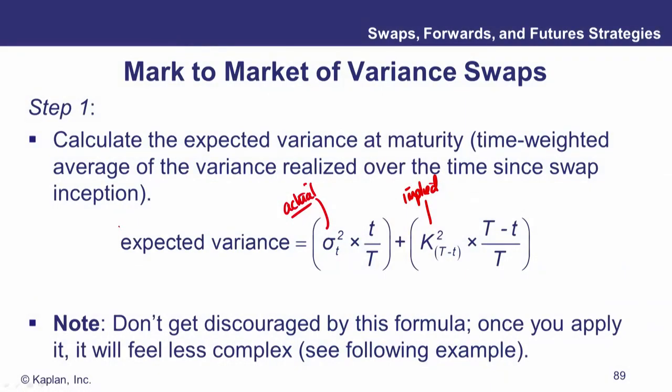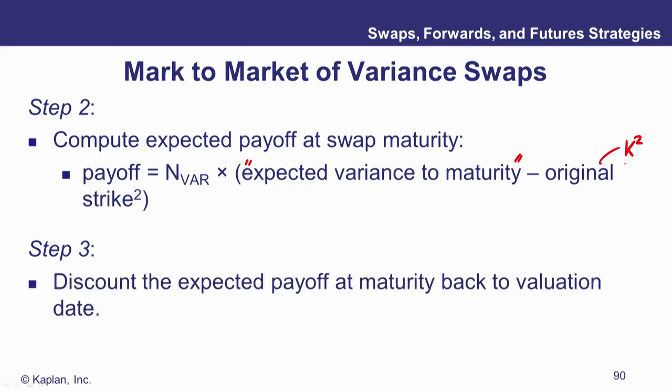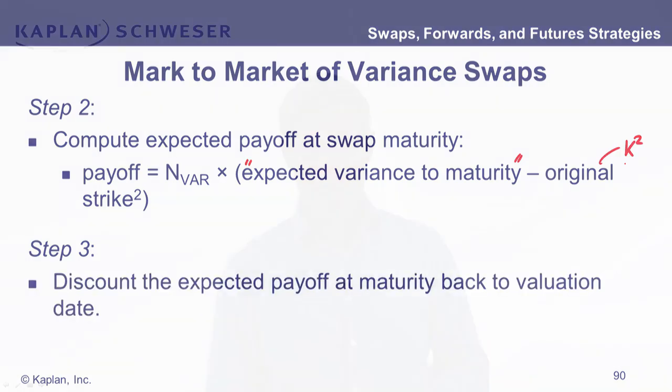You get this expected variance, in inverted commas. It's your expected variance updating for what's happened up to time little t. And then you can compute the expected payoff based on that expected variance that you've just calculated, minus the original strike. Don't forget the original strike was K squared. And then you can discount the payoff at maturity back to today, given basic discount factors.